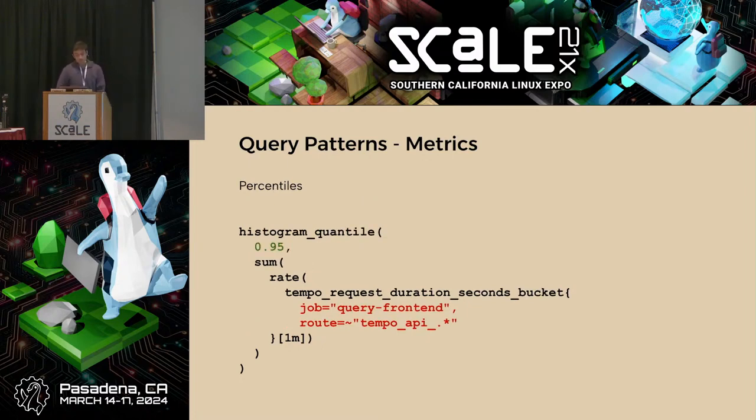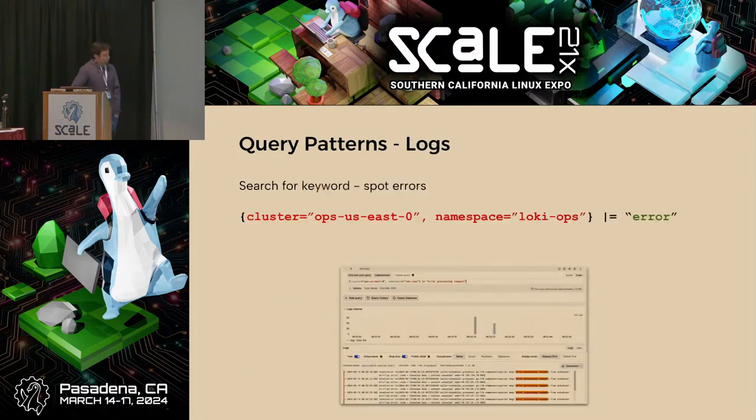Percentiles are another important instrument we use while monitoring systems. So I wouldn't worry too much about the query itself here. These are just semantics of the query language. But what's important is the kind of information it's giving us. So this query helps me find the 95th percentile latency for all API endpoints that start with tempo_API on my service called query frontend. Depending on your application, you might want to track different percentiles, but the 95th percentile gives a pretty accurate picture of the performance of the system. So this is another useful tool. We'll move on to logs.